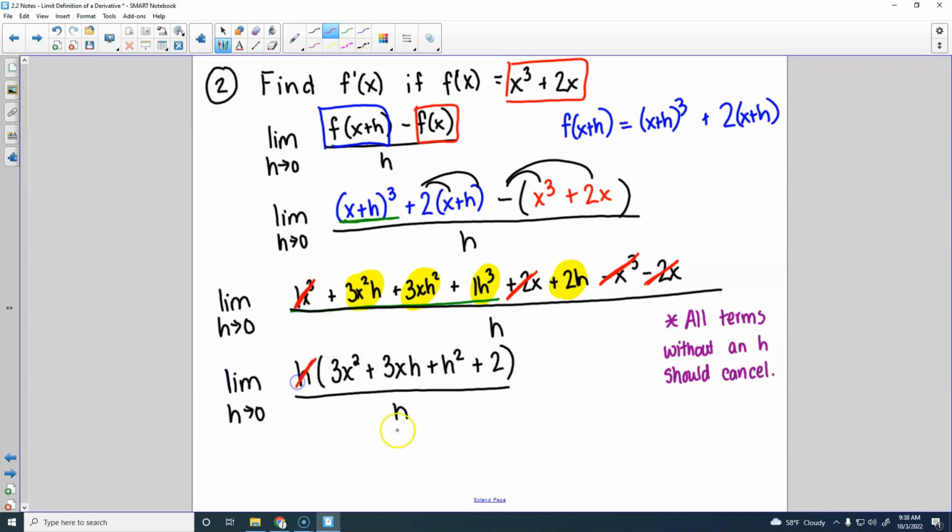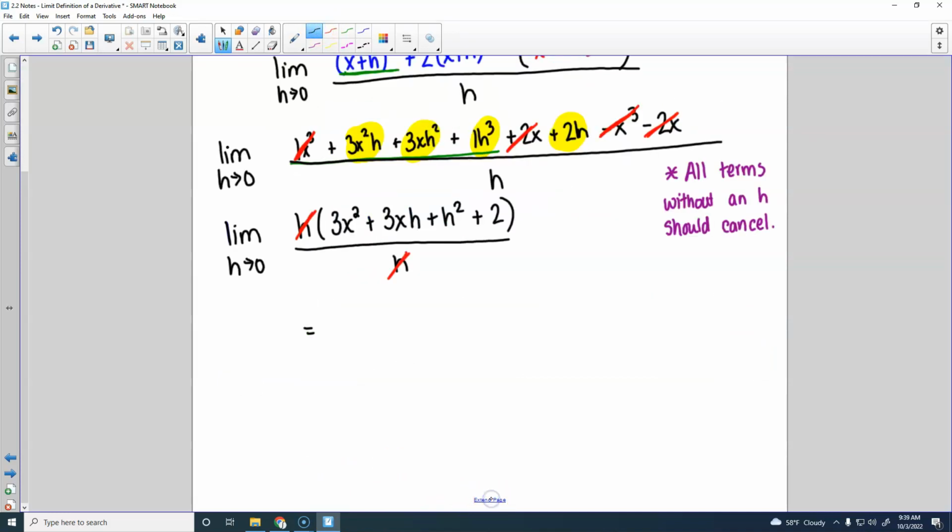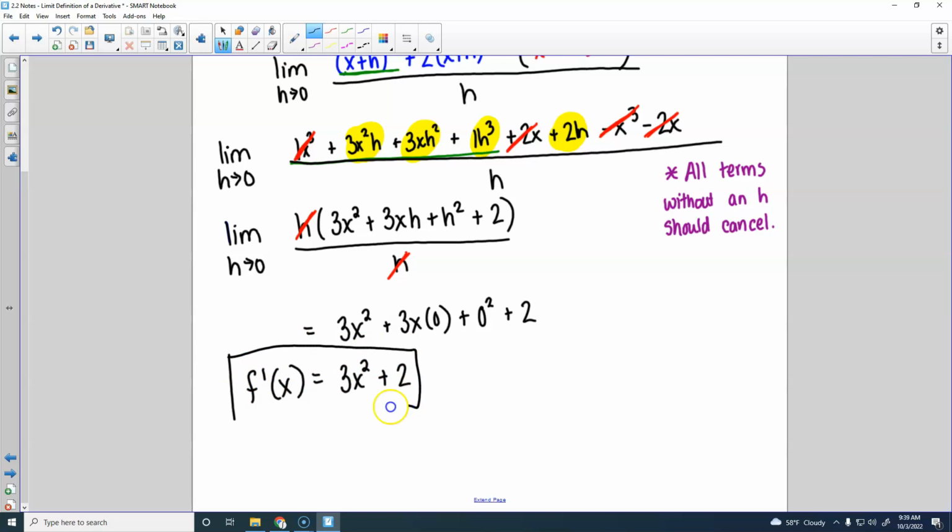Okay. Now my h's can cancel. So what should happen on all of these problems is that you should have all of your x's cancel. You should have an h you're able to pull out. The h's should cancel, and then you can plug in. And so once we do that, we are plugging in 0 for what? H. So we will get 3x squared plus 3x times 0 plus 0 squared plus 2. And so 3x times 0 is just 0. And 0 squared is just 0, so we just get 3x squared plus 2. So f prime of x equals 3x squared plus 2.